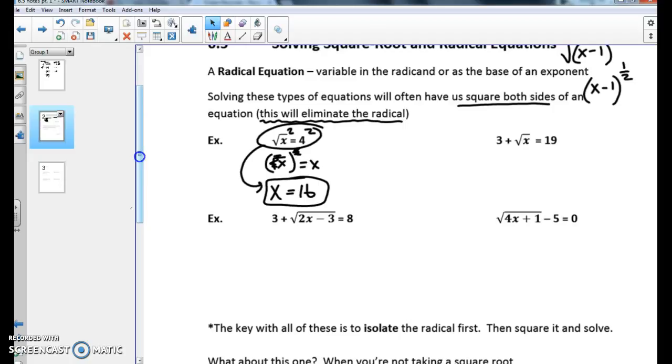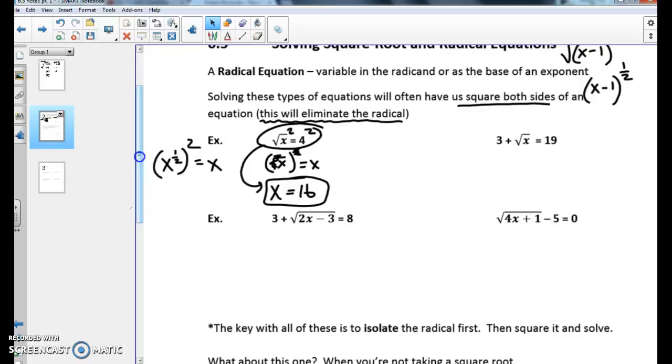Another way to think about that, again, is turning that radical into exponents. So I had the square root of x, which is x to the 1/2, and when I square it, that's just going to equal x, right? 1/2 times 2 is 1. Okay, how about the one to the right?